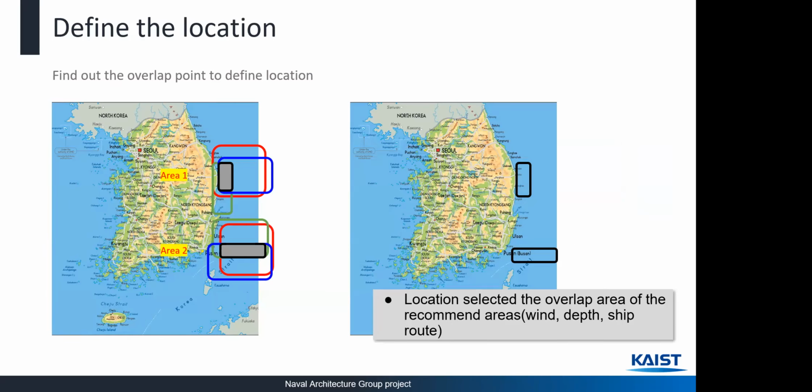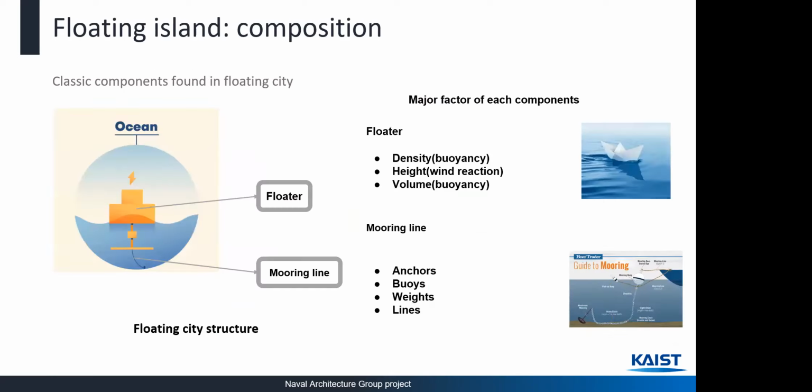The figure shows the recommended areas selected in the previous slides. We select the target area that overlaps the 3 areas. The right slide shows the selected area, and this area is stable for the wind and tide and does not disturb the ships moving.